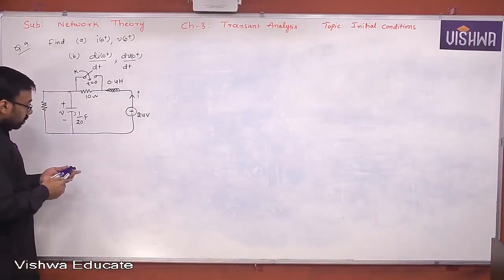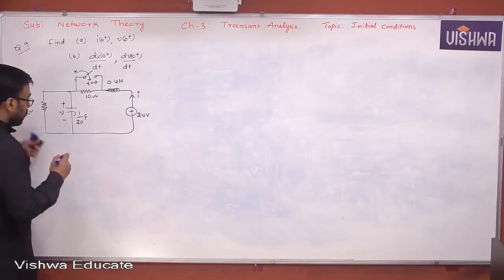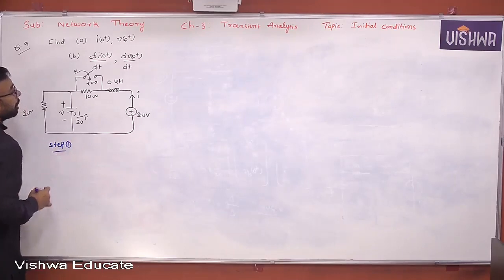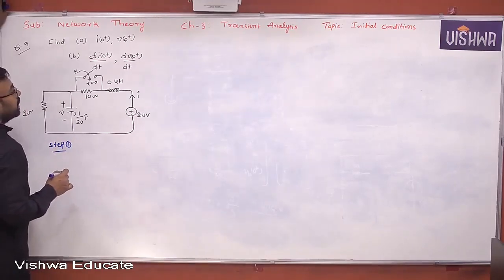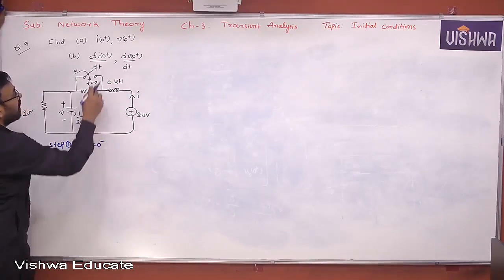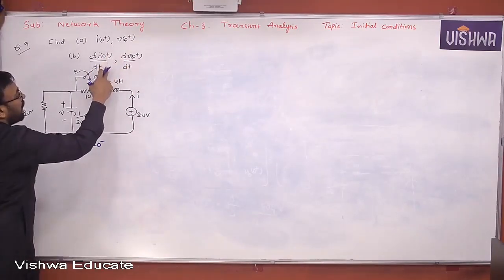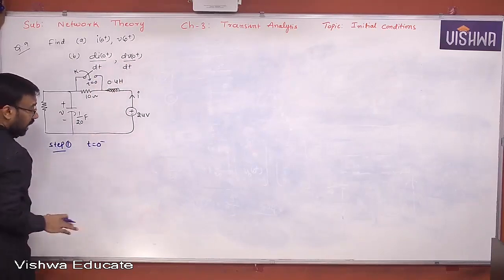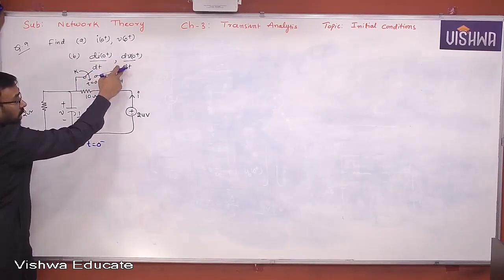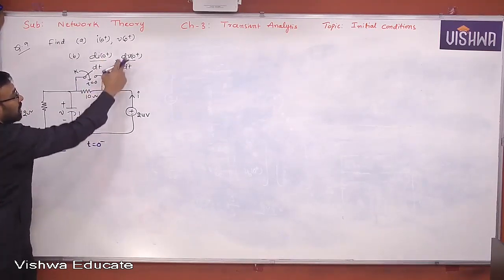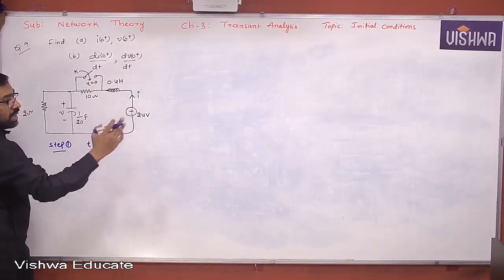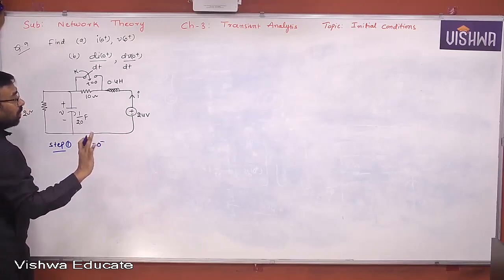Okay, so let us look at step 1. What is step 1? Tell me all of you. Construct t equal to 0 minus equivalent. What is he asking? I of 0 plus, V of 0 plus, di of 0 plus by dt, dV of 0 plus by dt. First order derivative terms, even though they are first order, but I is current through inductor, V is the voltage across capacitor. So our job is very simple now. Go to step 2 and then solve it easily. Don't need to go for step 3 here.